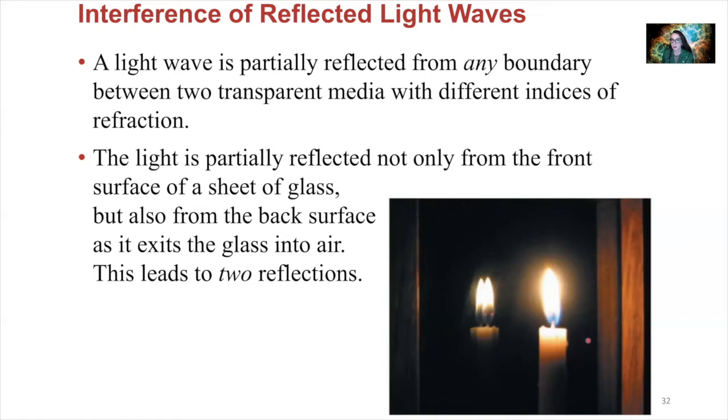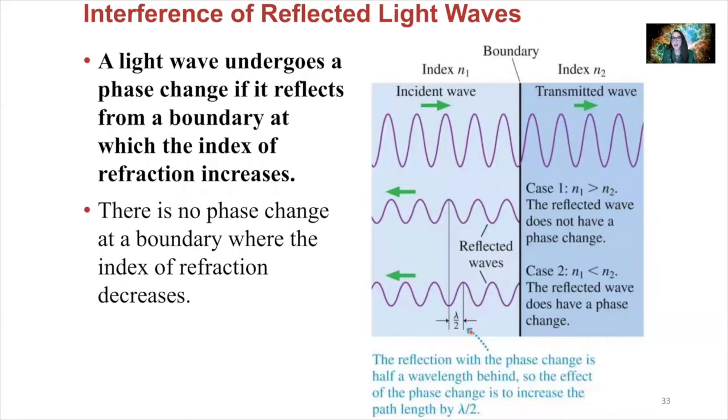So here we have an example. We have a candle here, and we've got a pane of glass. And we see two reflections, one that's coming from the front surface of the pane of glass, and one that's coming from the back surface of that pane of glass. So here we have examples of how this light gets reflected.